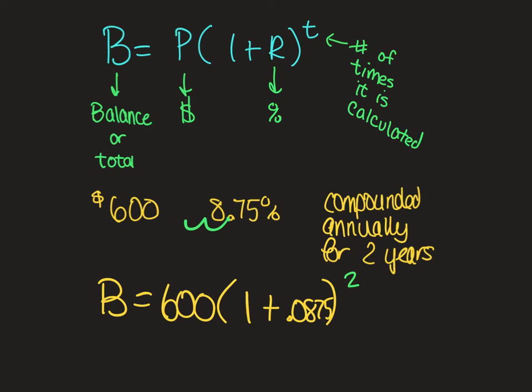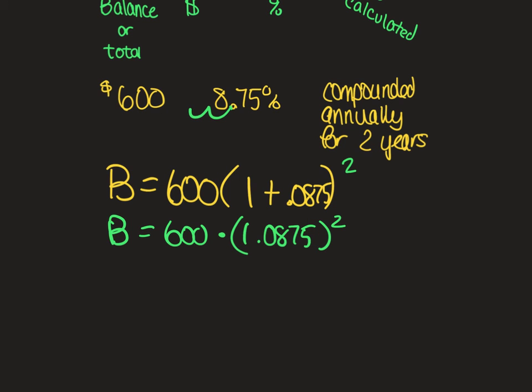So my exponent is going to be a 2, but they could compound it monthly for 2 years. Then what would my exponent be? Monthly for 2 years, then I would have 24 as an exponent. So this is how many times they're doing the math. Annually means once a year for 2 years, two total times. So now I've got 600 times 1.0875 squared. I ended up with 1.18.